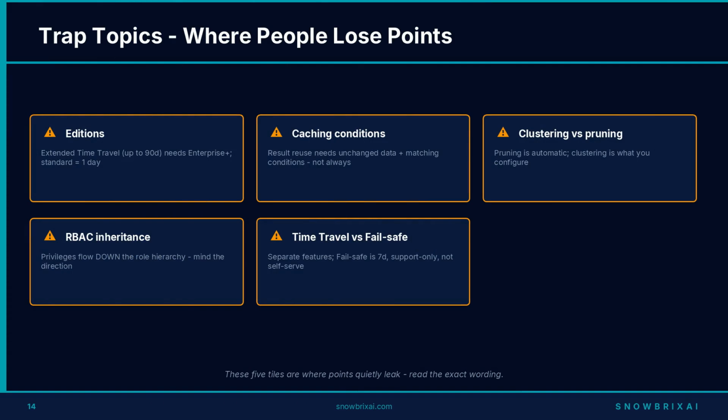Trap 1: editions. Extended time travel up to 90 days needs enterprise edition or higher. Standard edition only gives you 1 day. Trap 2: caching. Result reuse needs unchanged data and matching conditions. It is not always automatic.